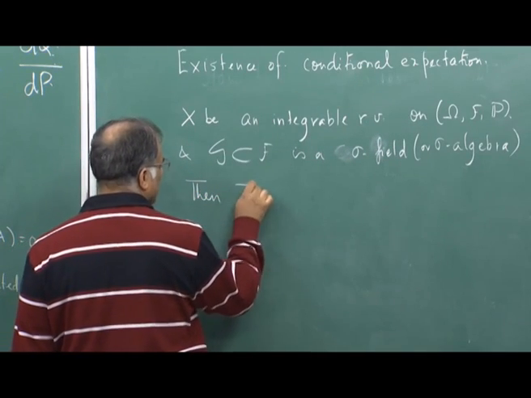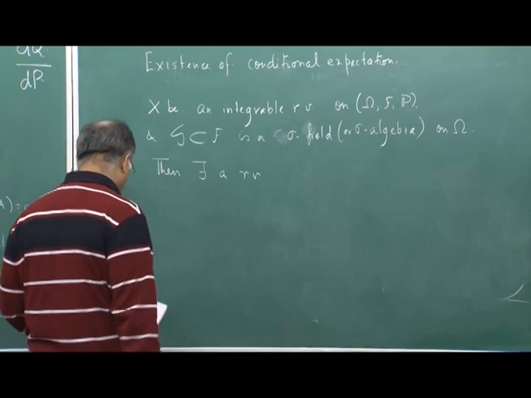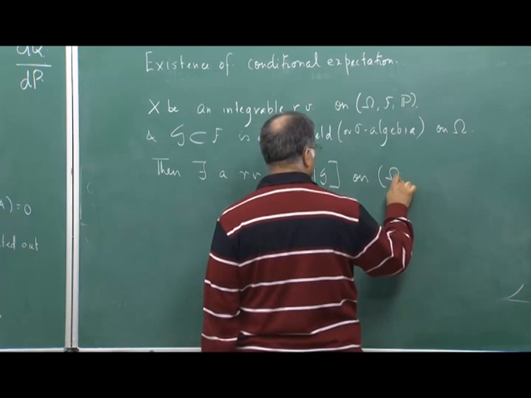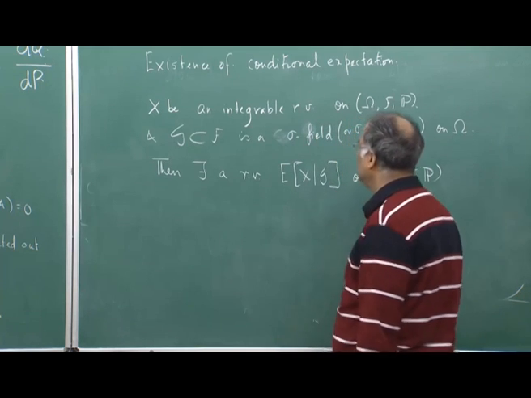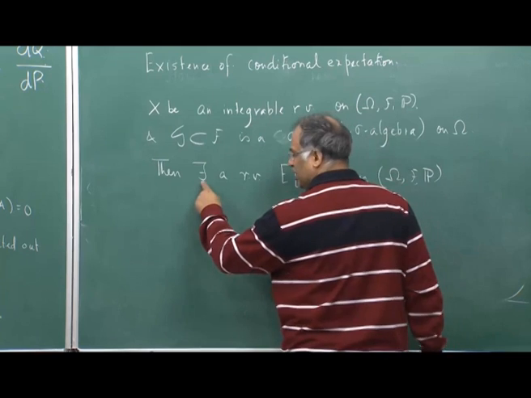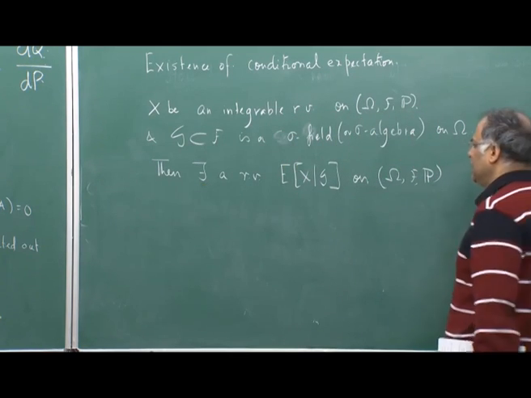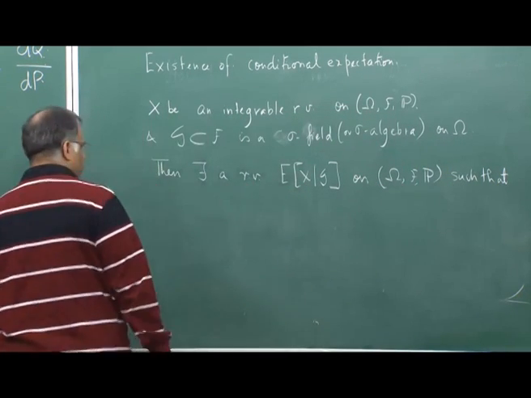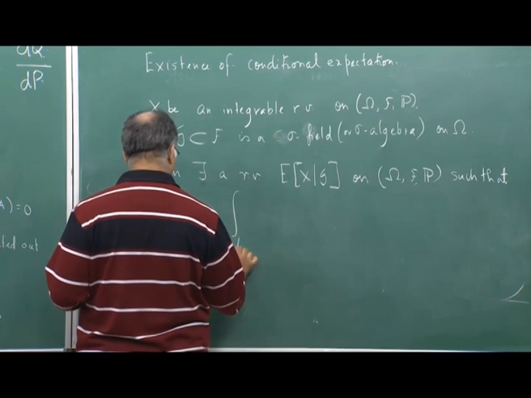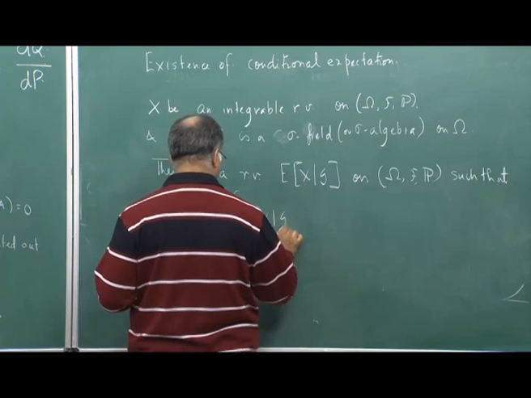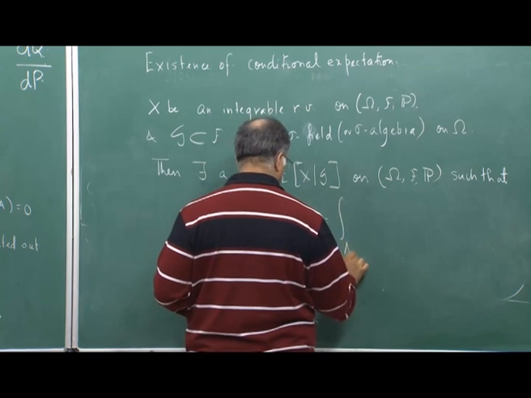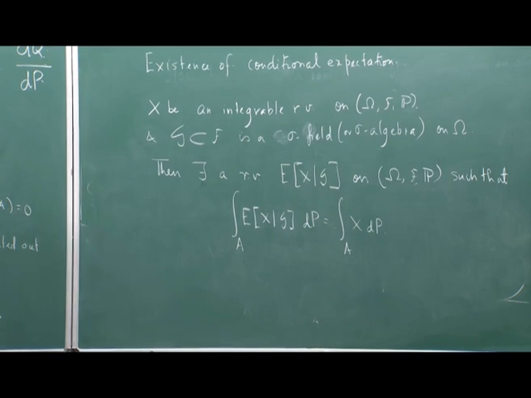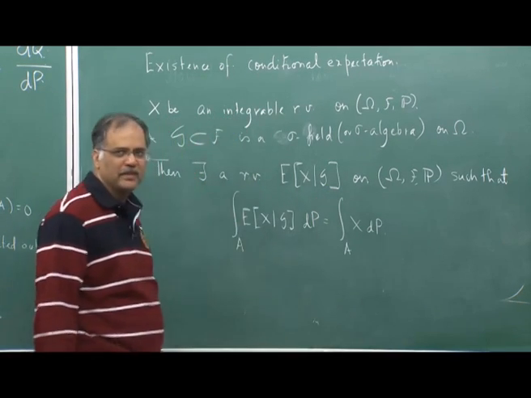Then there exists a random variable, E[X|G], which is integrable. This is an important result. This sign is very common to mathematicians, it means there exists. So there exists a random variable on this probability space such that the partial averaging property we had written down actually holds. It shows that though this random variable may not be unique, such a random variable does exist and exhibits this partial averaging property.